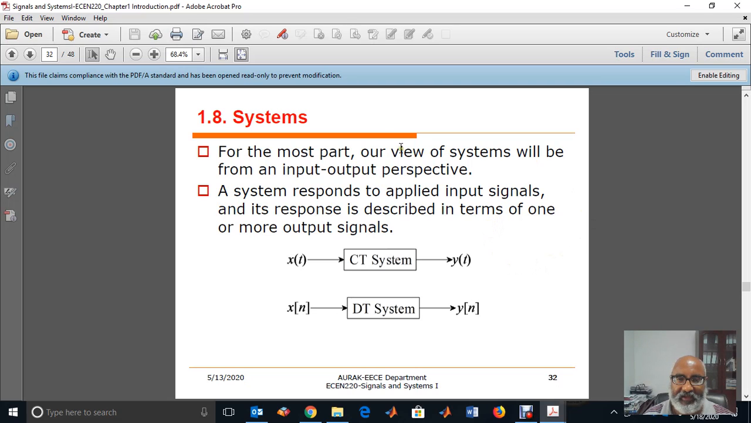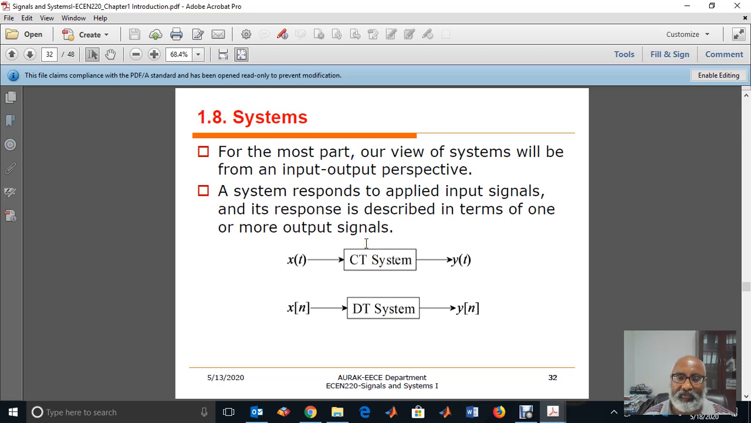Hello students, in this topic we will study systems and system properties. What is a system? When we talk about a system, it has an input, for example input x of t, and an output, for example output y of t. A system can be a discrete time system or a continuous time system.